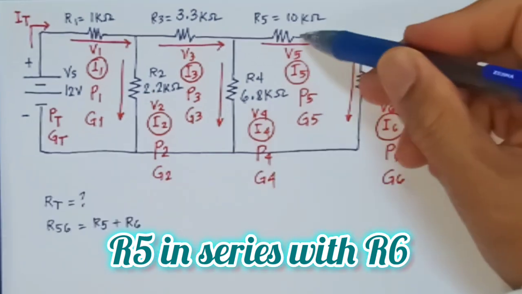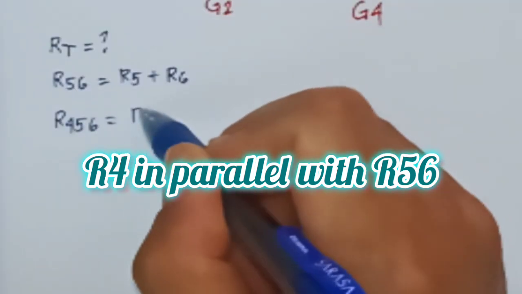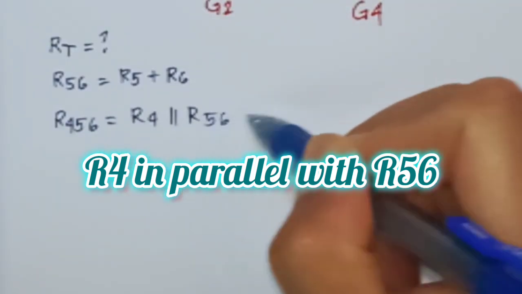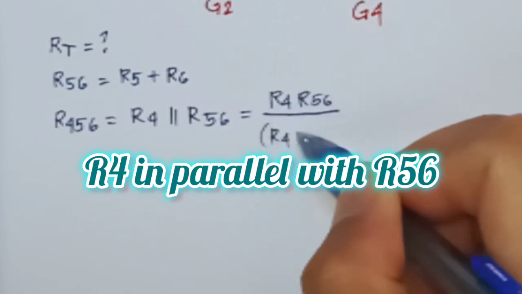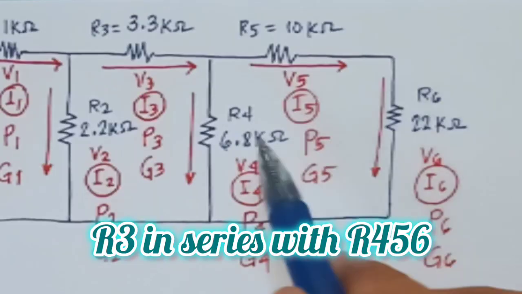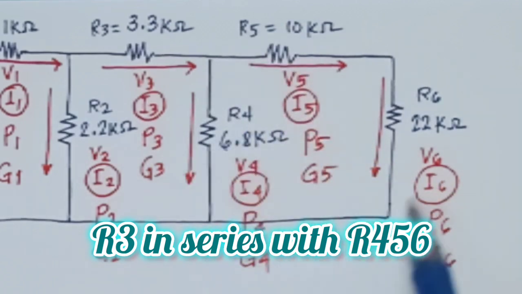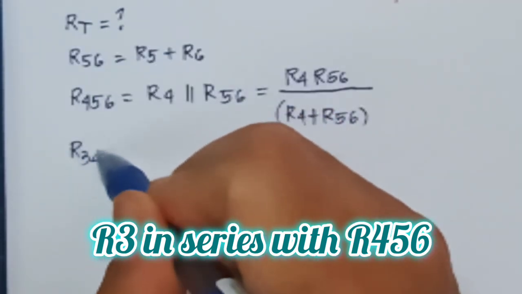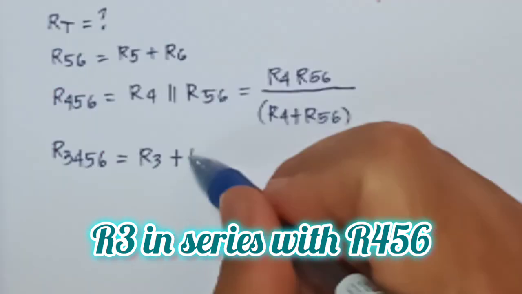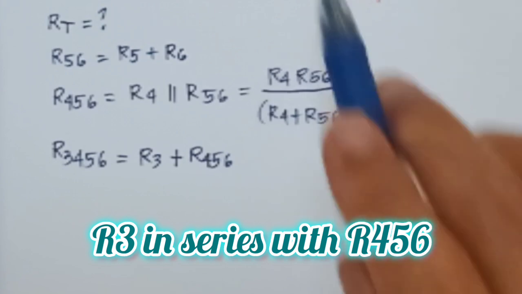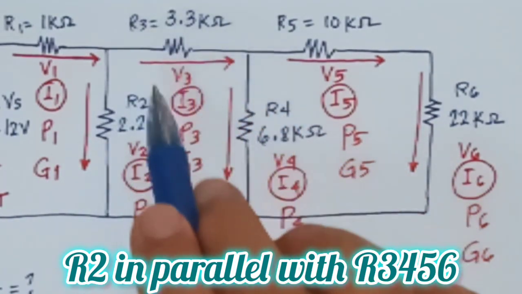The total resistance can be calculated first by getting the R56 by adding them, and then we'll get R456, which is the parallel of R4 and R56. So we will multiply the two resistors, R4 and R56, and add them. Divide the product over the sum. And then after that, we will be calculating the R3456, which is actually the series of R3 and R456. So the series of R3 and R456, we will add them.